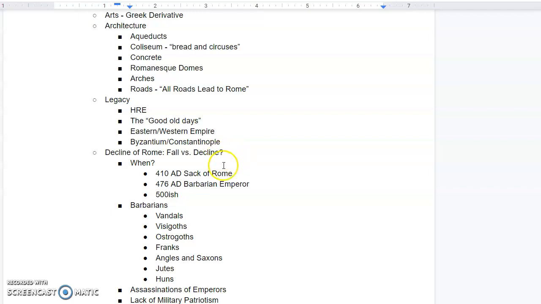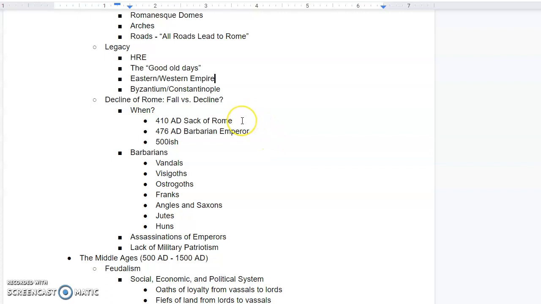And lastly, the decline, the fall of Rome. There are those who think it was this abrupt fall, like Rome was perfectly fine, and then it had this abrupt fall. Others say, yeah, it was in its death throes. It was declining for a long time. When do we mark the actual fall of Rome?